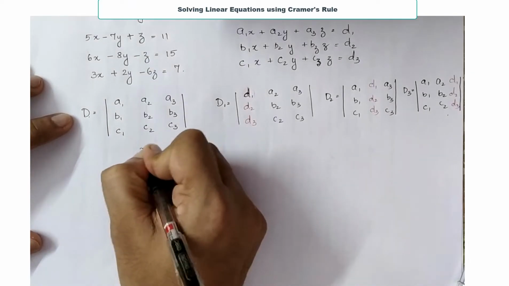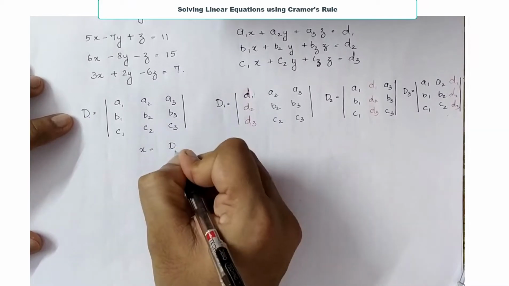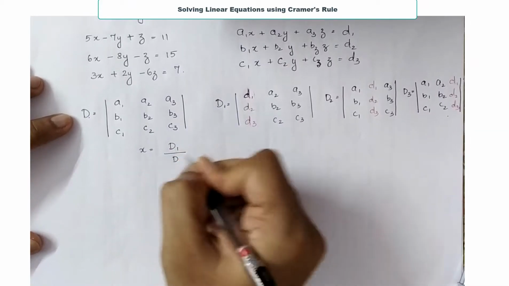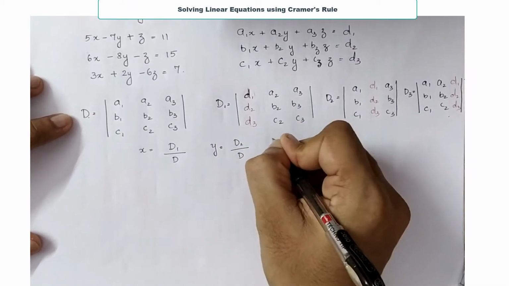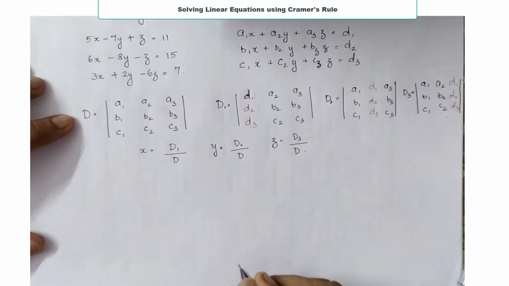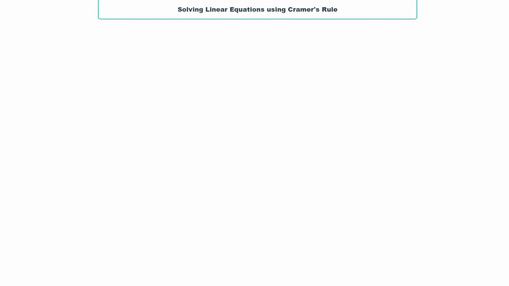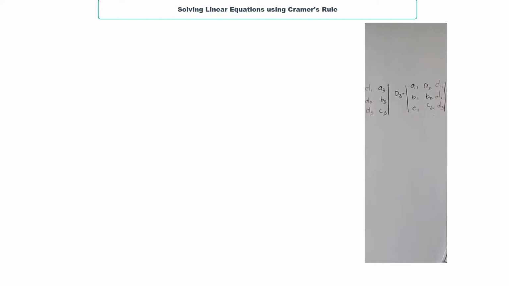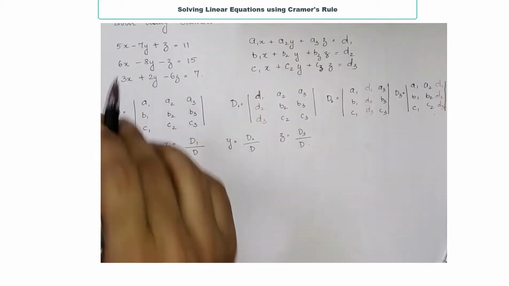So x is equal to D1 by D, y is equal to D2 by D, and z is equal to D3 by D. Now this is how you find the solution. Let us now look into the solution of this particular question.